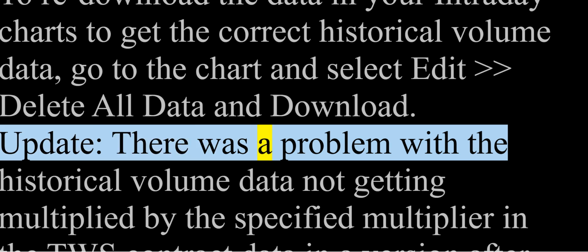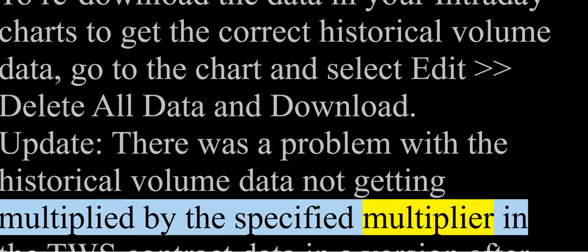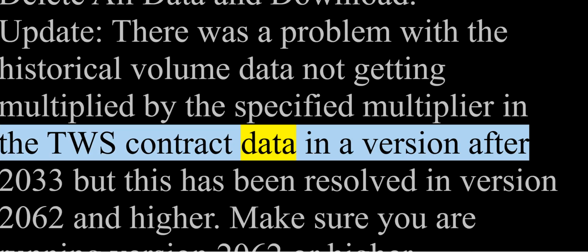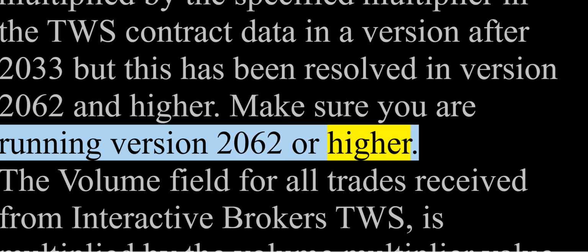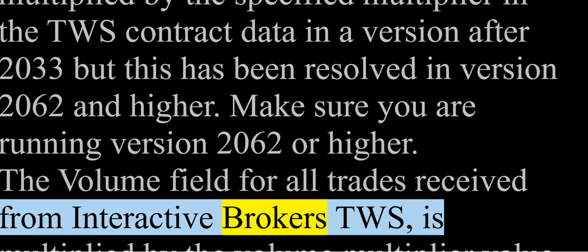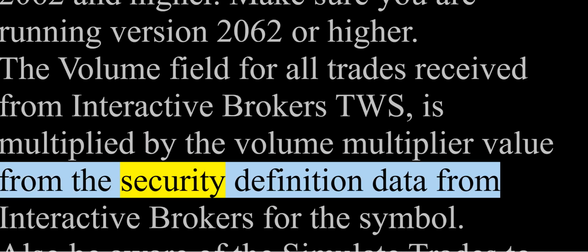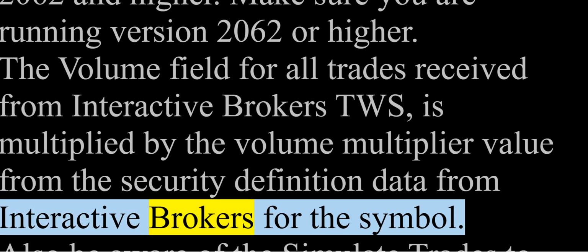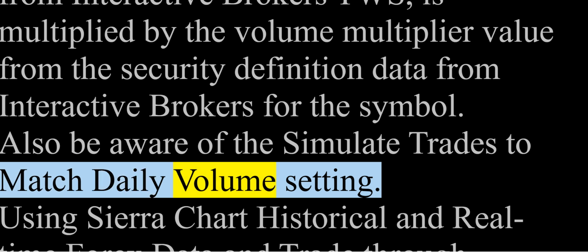Update: there was a problem with the historical volume data not getting multiplied by the specified multiplier in the TWS contract data in a version after 2033, but this has been resolved in version 2062 and higher. Make sure you are running version 2062 or higher. The volume field for all trades received from Interactive Brokers TWS is multiplied by the volume multiplier value from the security definition data from Interactive Brokers for the symbol. Also be aware of the Simulate Trades to Match Daily Volume setting.